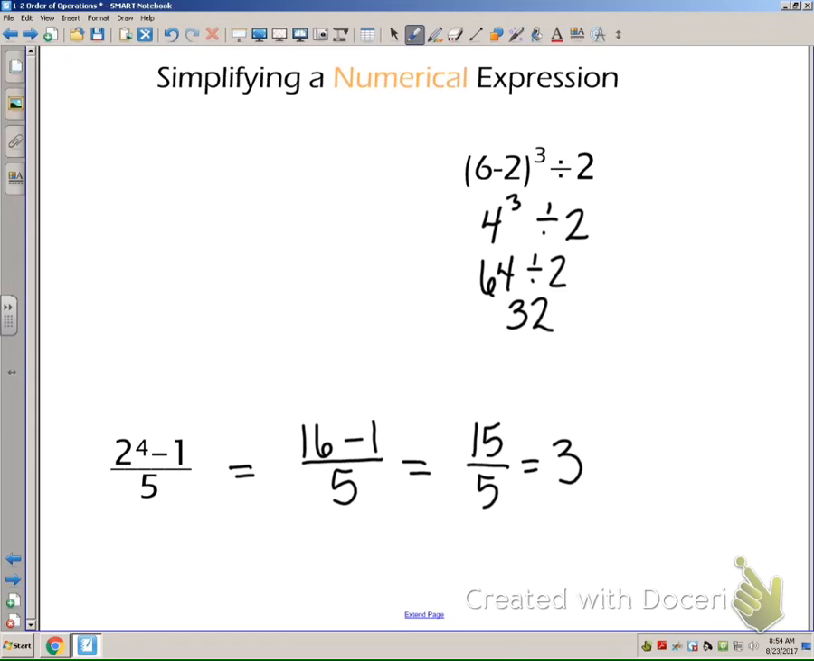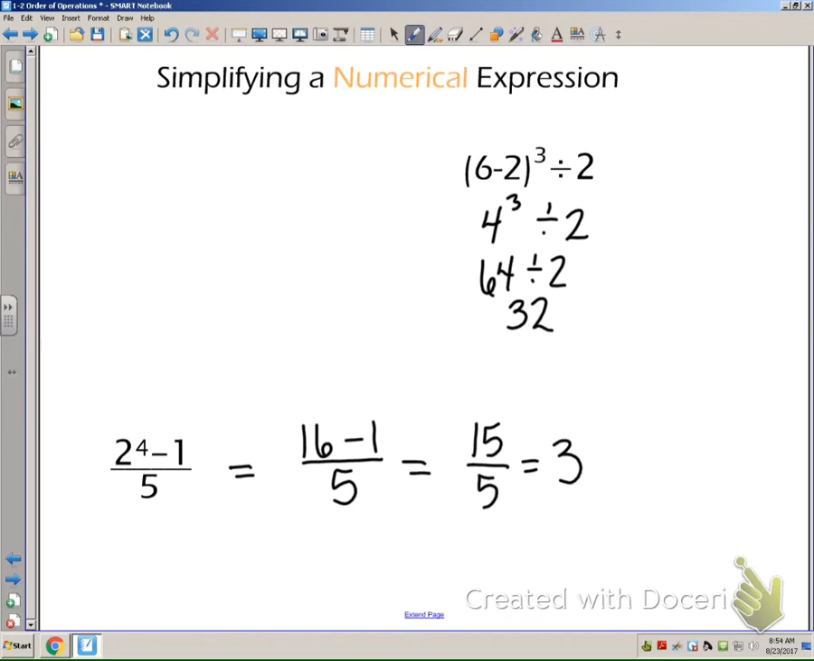Okay, let's look at these problems. I have them worked out for you. I kind of moved them around so that there was a little bit more space. But PEMDAS, parentheses first. I jumped to my parentheses and did the 6 minus 2 first and got 4. Then I just copied everything else down. 4 cubed divided by 2.